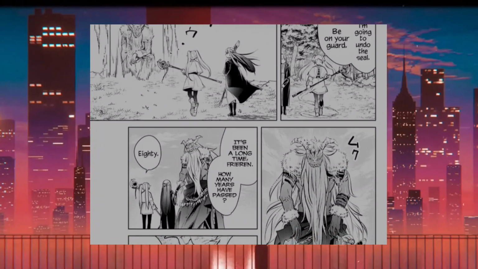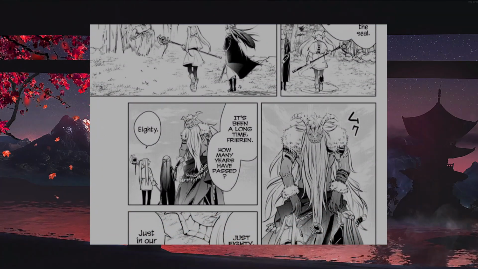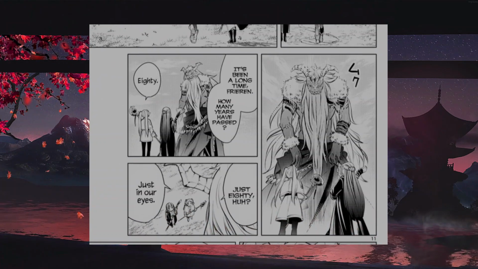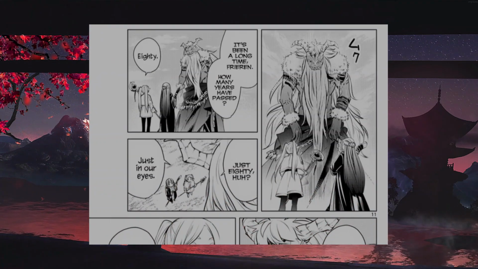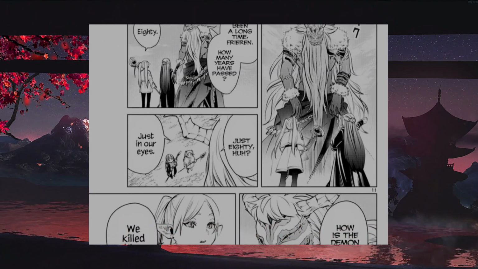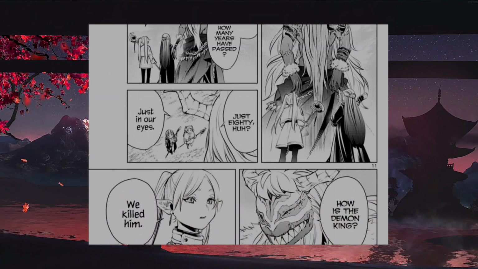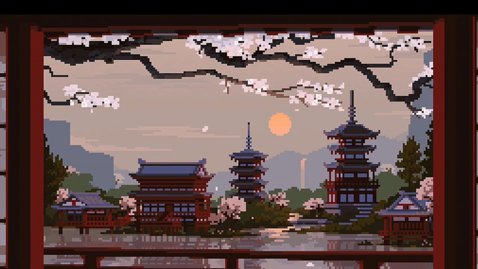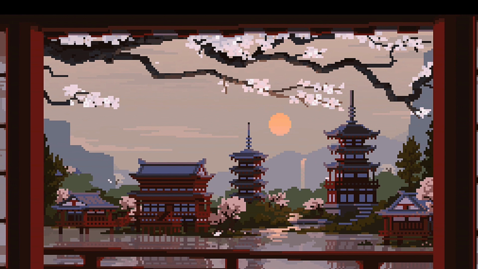And one of the first instances where we see one of the notable demons in the story is when Frieren unsealed the demon Qual, and they talk about how 80 years is a short time from their perspective because of their long lifespans.